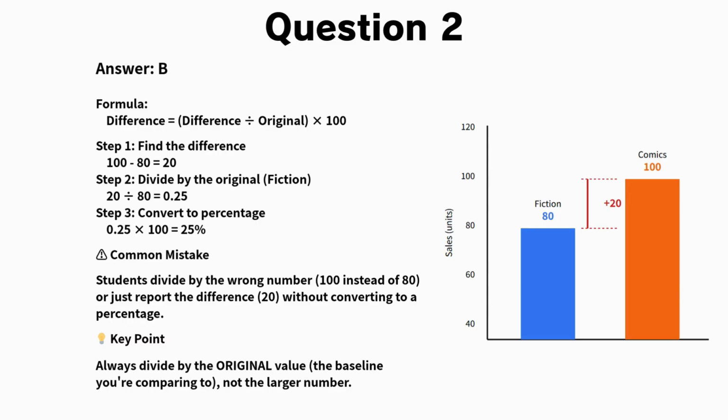Another mistake is stopping at step 1 and just saying the answer is 20. But the question specifically asks for a percentage, not the raw difference. On the SAT, percentage increase or decrease questions always follow the same formula. Difference divided by original, times 100. Memorize this pattern and you'll never miss these questions.